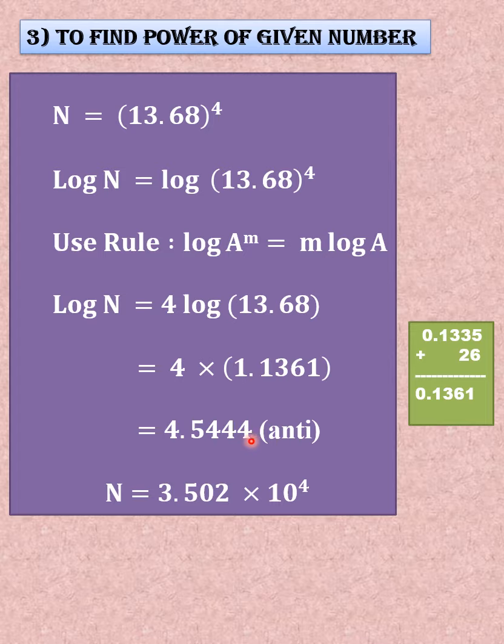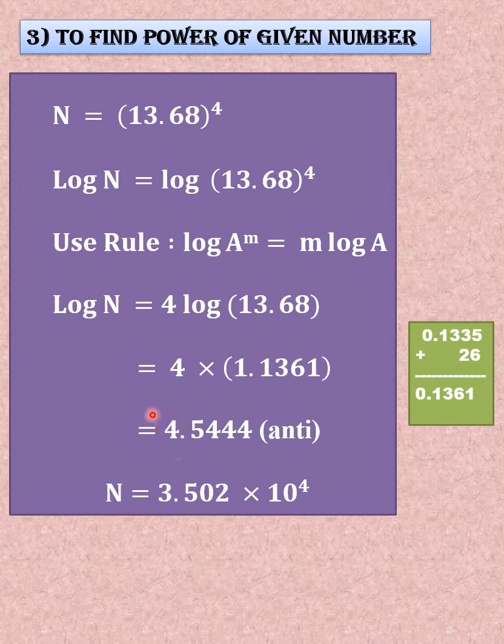0.5444. In the row of 0.54, you have to observe the 4th column, and its value should be added to the 4th column's mean difference. So finally, you have a value 3502. Now you have to put the decimal point using the characteristic.